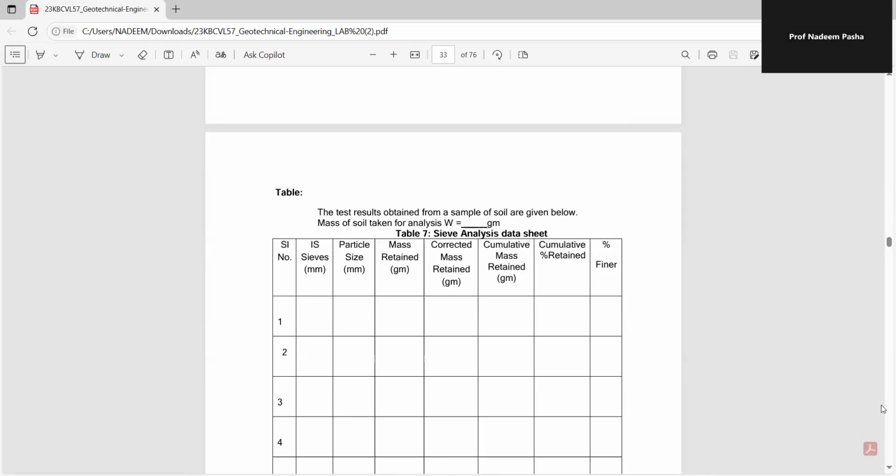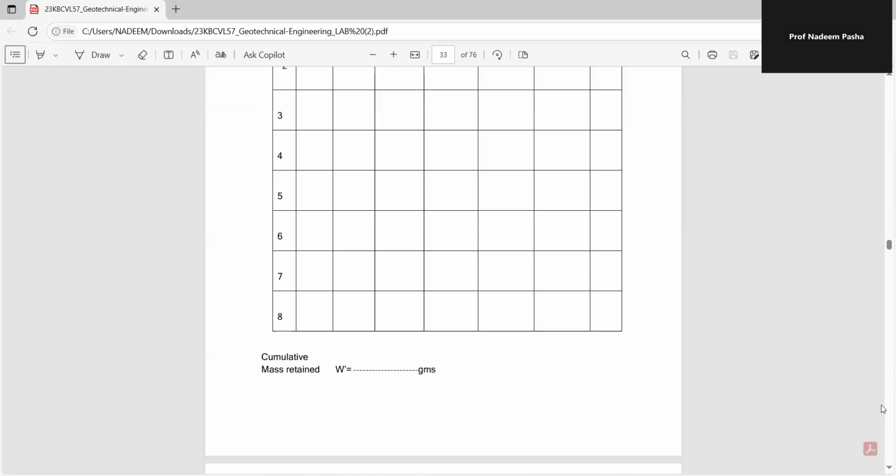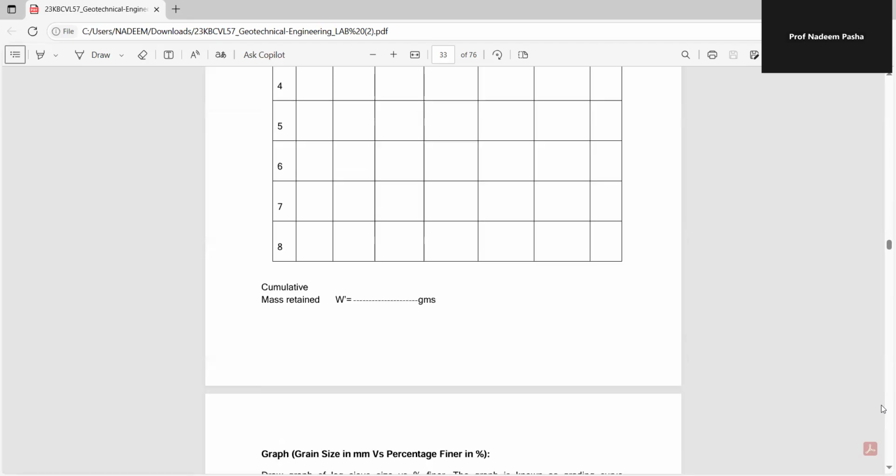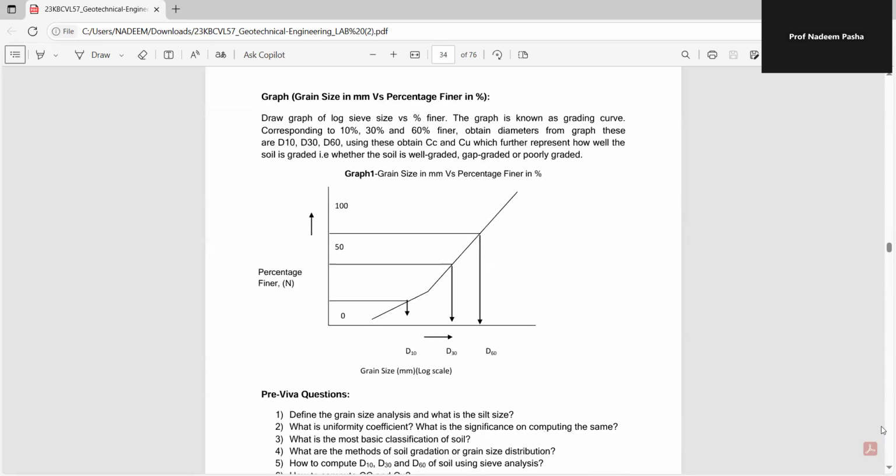So the test results include the observations in the configuration given below. Serial number, IS sieve, particle size in mm, mass retained, corrected mass, cumulative mass retained, cumulative percentage retained, percentage finer. Cumulative mass retained in grams. Grain size in mm versus percentage finer. Draw a graph of log sieve size versus percentage finer.